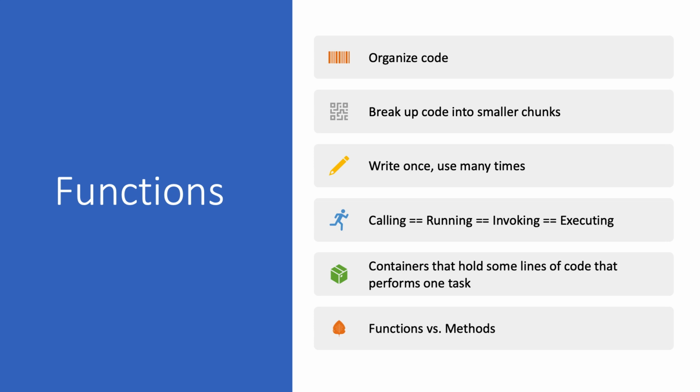And another way to look at a function is that it is a container that holds a few lines of code that perform a specific task. So that's a key point to note: functions should only do one thing. For example, we already used built-in functions in Python, like the print function, the int function, and the input function. These functions do just one thing each, and that's it.